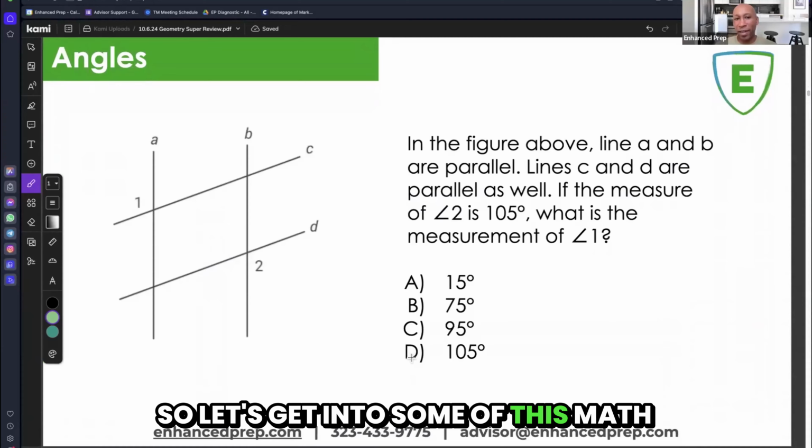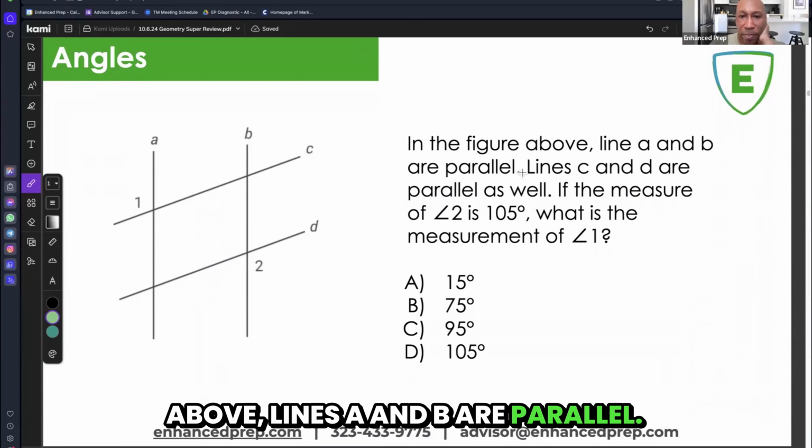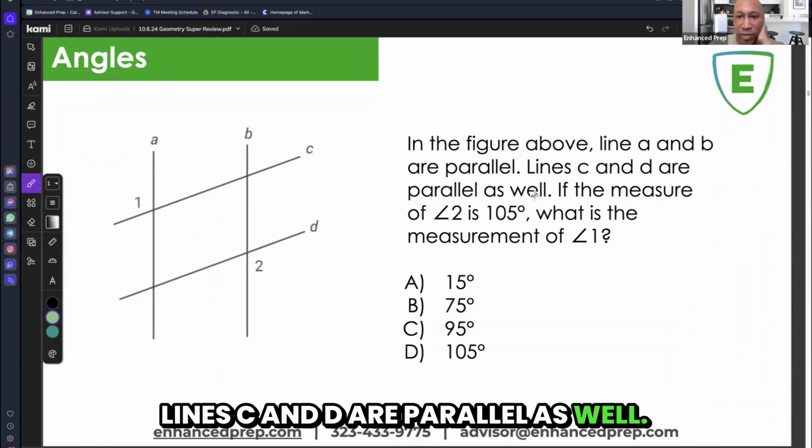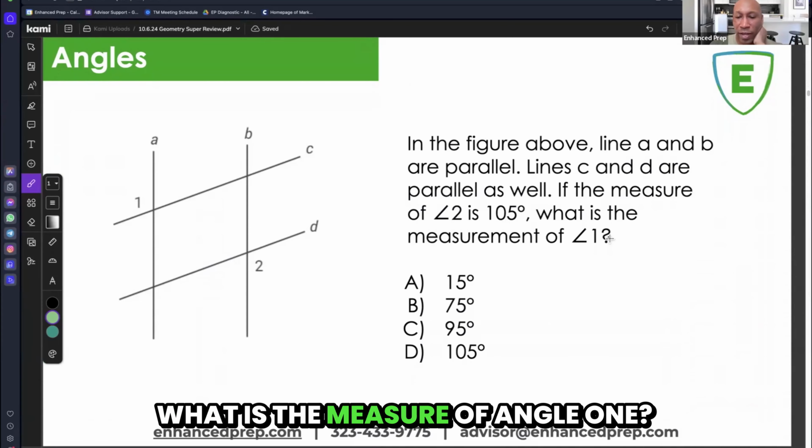So let's get into some of this math part, right? This one says in the figure above, lines A and B are parallel. Lines C and D are parallel as well. If the measure of angle 2 is 105, what is the measure of angle 1, right?